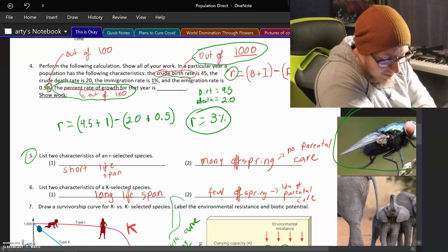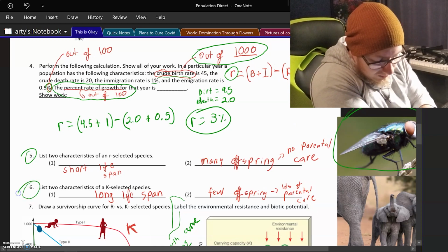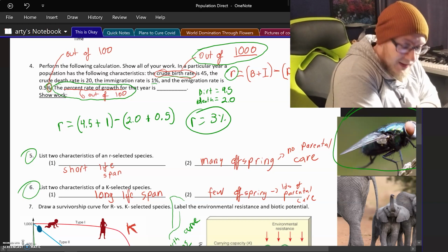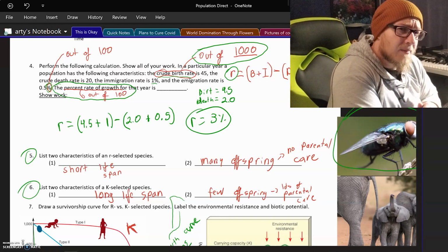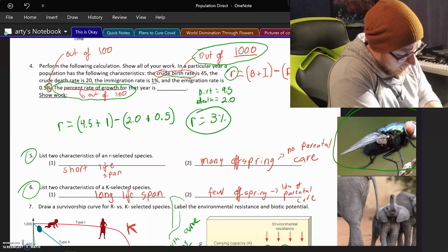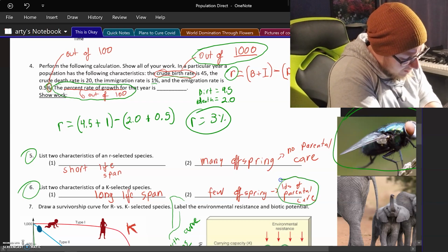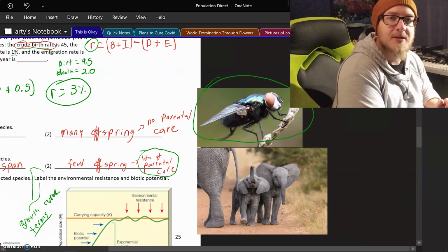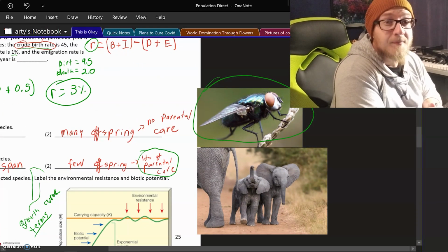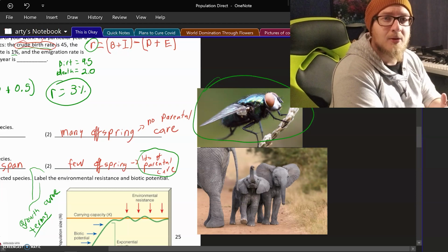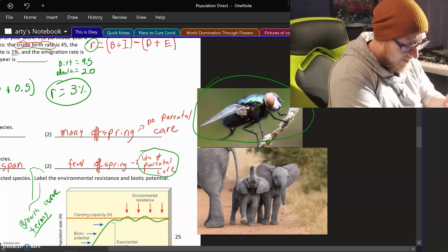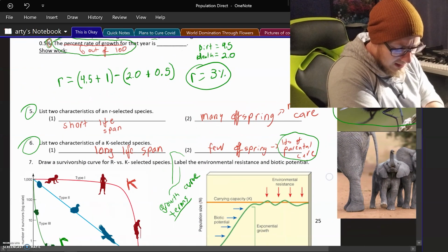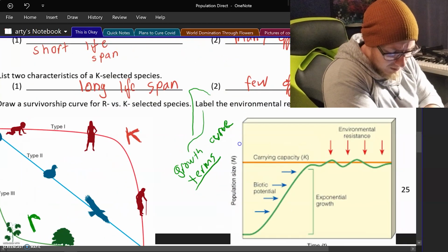The exact opposite of that is K-selected. These organisms tend to have a very long lifespan, and they tend to have very few offspring, but they invest a lot of energy and parental care into making sure that offspring survives. An example of that would be elephants. They have very few offspring, but they put a lot of effort into making sure whatever offspring they do have manage to survive. So if we're looking at survivorship, we've got to look at survivorship curves.